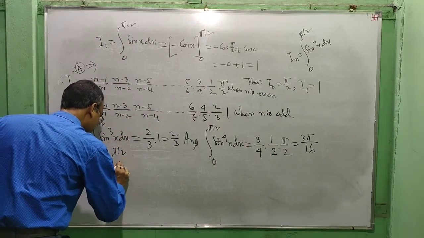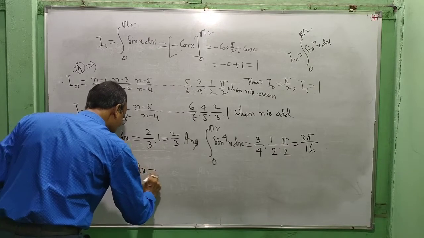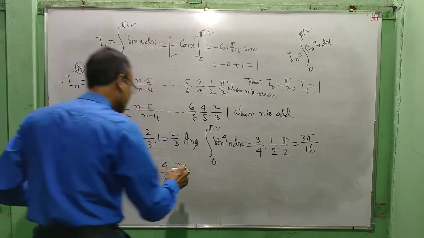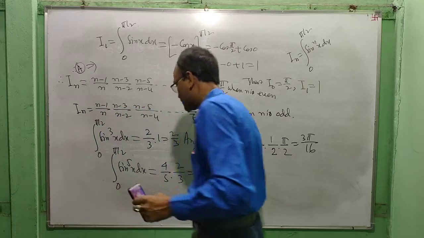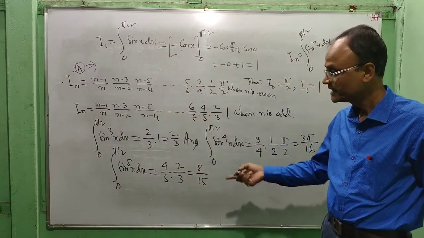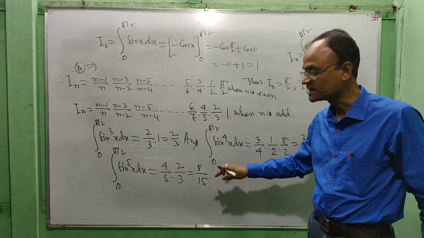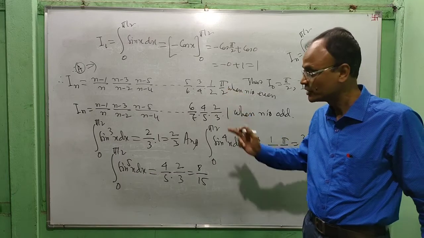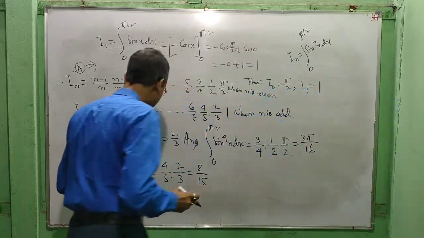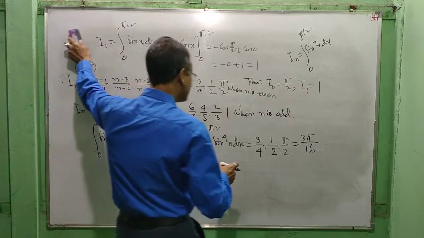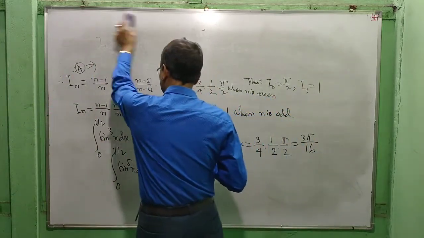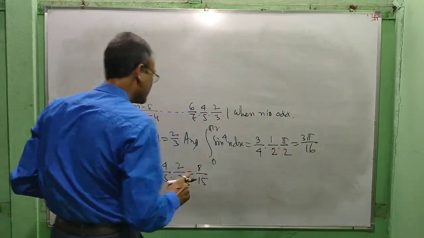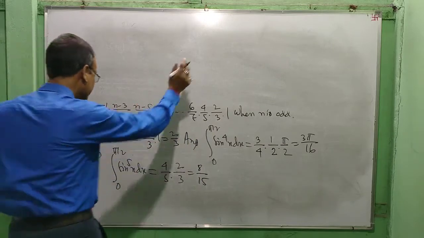Suppose integration 0 to pi by 2 of sin to the power 5x dx equal to 4 by 5 into 2 by 3. This is the answer, 8 by 15. Integration 0 to pi by 2 of sin to the power 5x dx, answer is 8 by 15. This formula is called Wallis theorem. Just remember, it is very interesting, without integrating you can find the value of the integration.